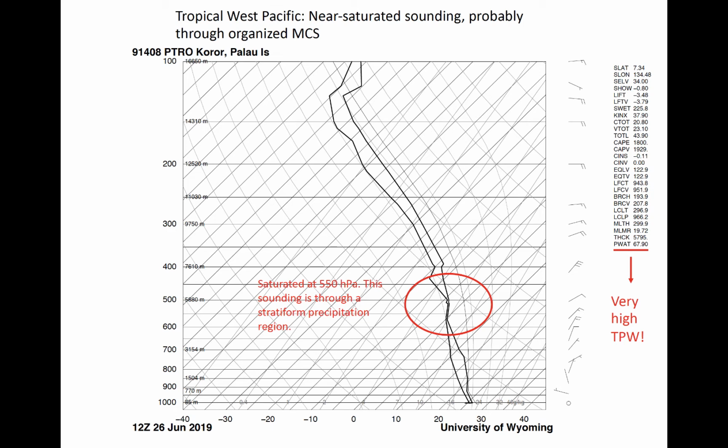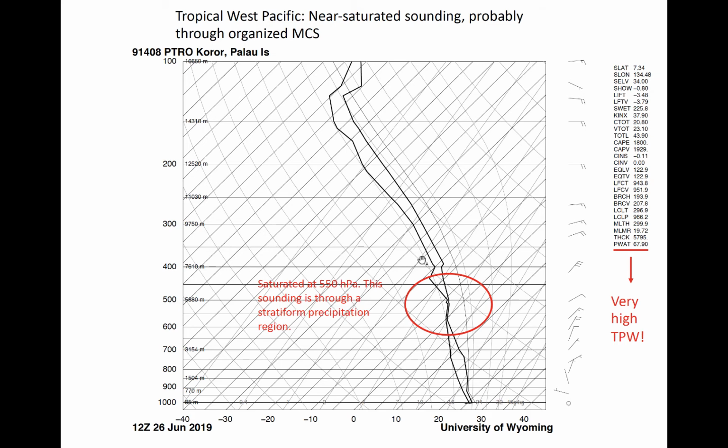In this case, the CAPE is distributed through a very deep layer in the troposphere, meaning that it will support updraft velocities much less than what you might see in continental convection. Typically speaking, marine convection is less intense than continental convection, the latter of which produces the majority of lightning globally.